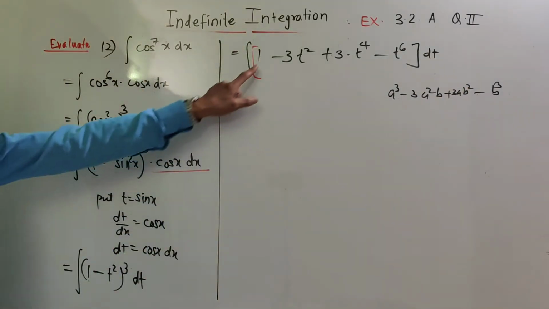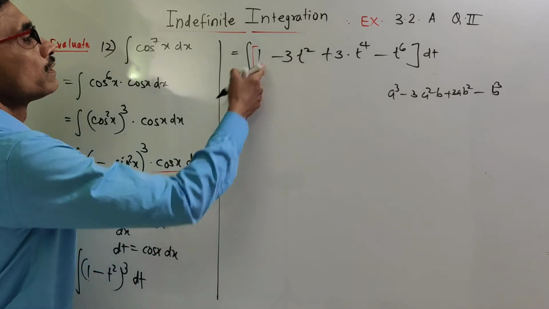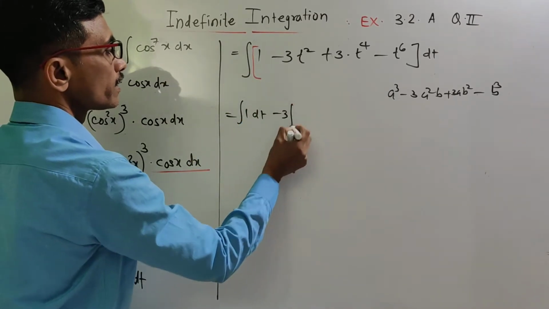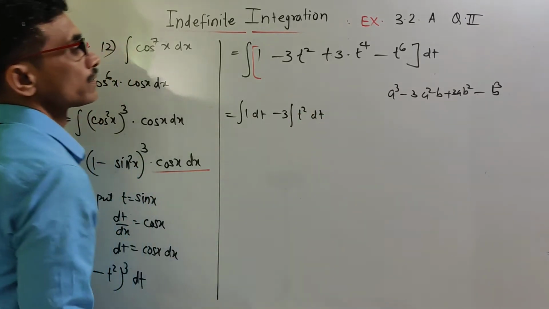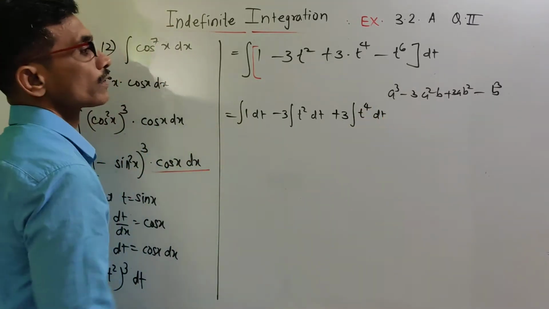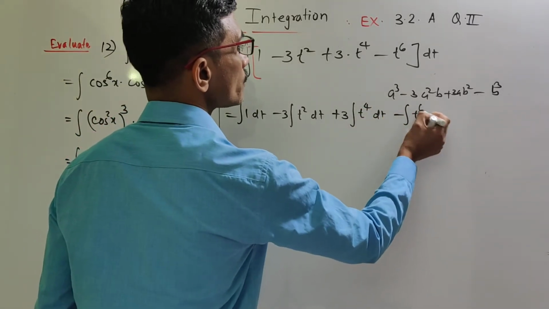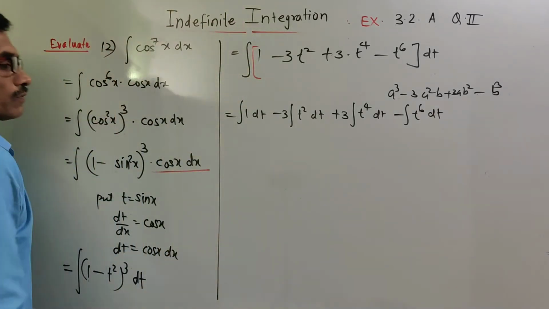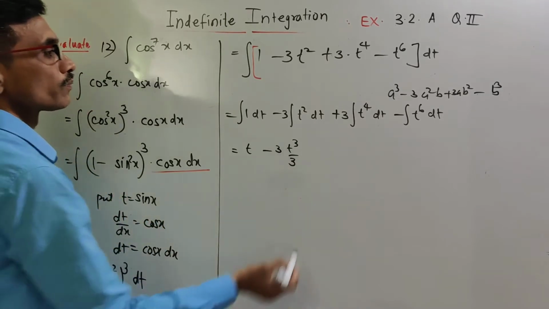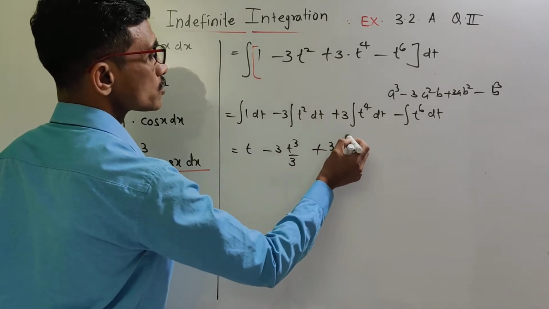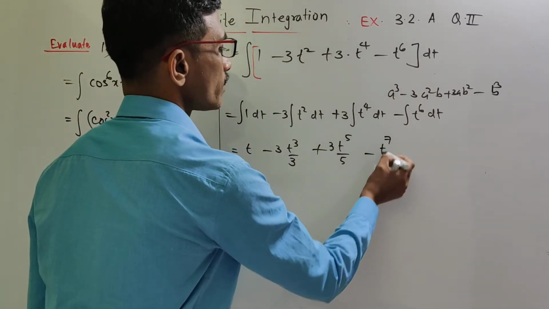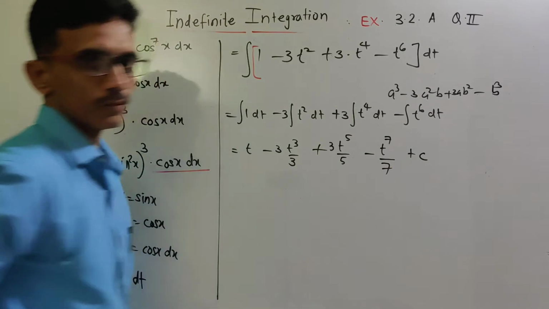Now integration of 1 dt, minus 3 constant, integration of t square dt, plus 3 integration of t raised to power 4 dt, minus integration of t raised to power 6 dt, which is t minus 3 t cube by 3 plus 3 t raised to power 5 by 5 minus t raised to power 7 by 7 and plus constant of integration c.